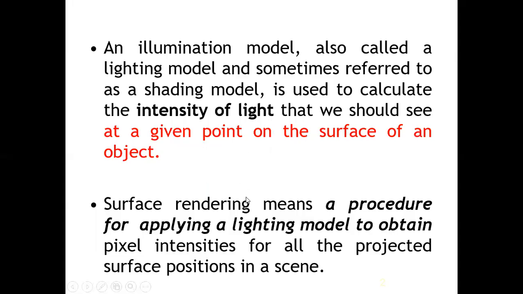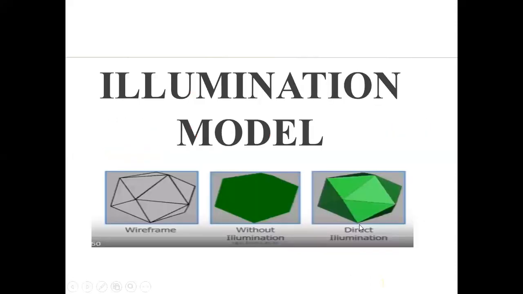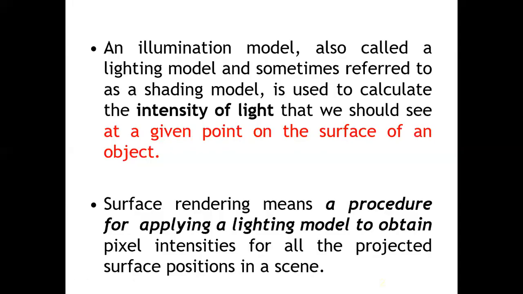Surface rendering is a procedure that is basically used for applying a lighting model, in order to obtain the pixel intensities for all the projected surface positions in a scene. So we have to find the intensity of light at each particular point, and in order to find it, we make use of a procedure called surface rendering.